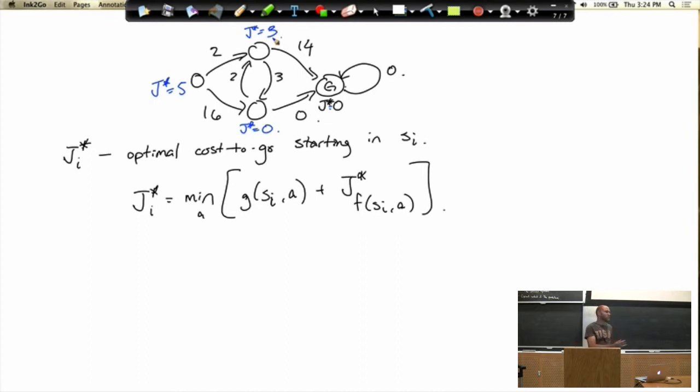You solve backwards from the goal, backwards in time, but you have to solve for everything. Solve your entire graph backwards from the goal, and you can find the optimal J star, the optimal cost to go. When you have the optimal cost to go, the great thing is that you also have your controller, right? Your path. So from here, I can always write down that the best thing to do, given I'm in state SI, is to take that minimizing action.